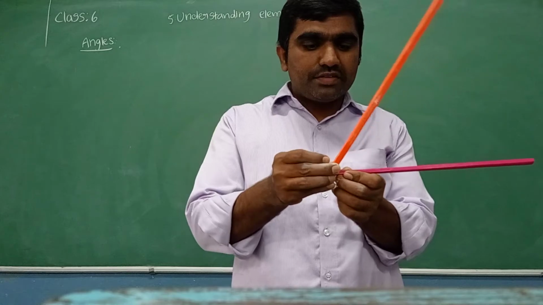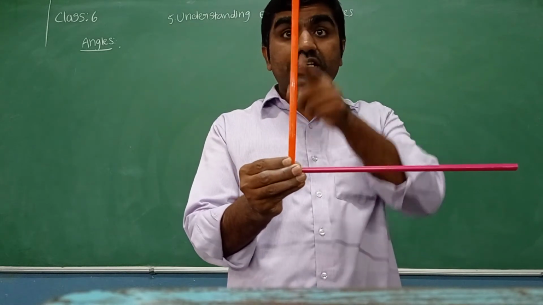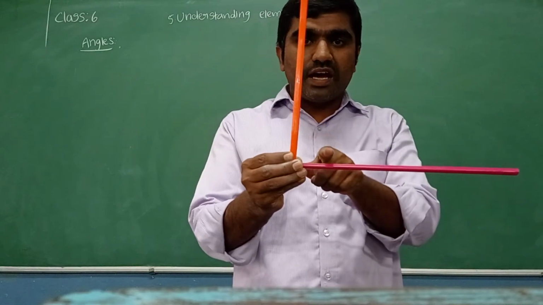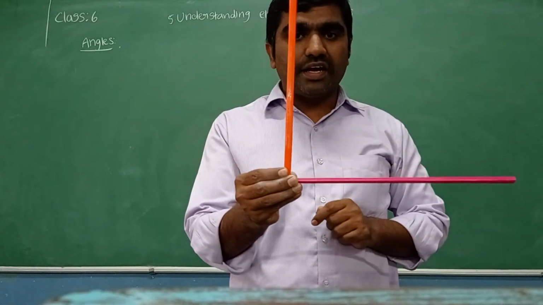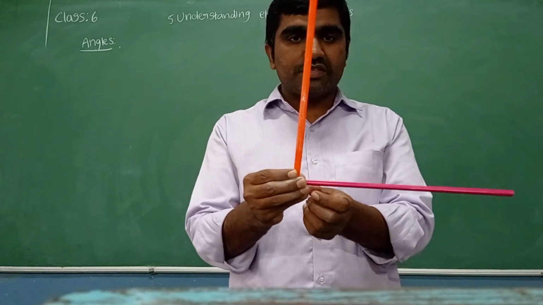Now let me rotate like this. Now it is like an L shape. One is horizontal, and one is exactly vertical. So what do we call this angle? It is called a right angle. This amount of rotation is 90 degrees.